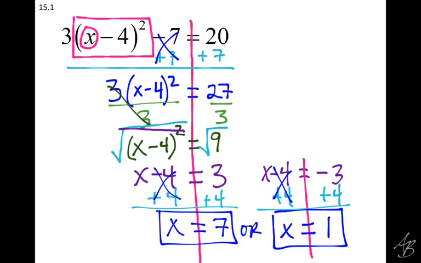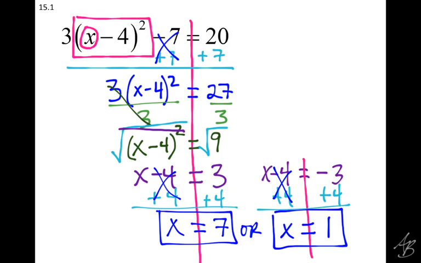Alright, and what that means is, if I take either one of these numbers, 7 or 1, and replace x with those numbers, then this equation up here is going to be true. Specifically, what we get on the left side here is going to be 20, because the right side is 20. So the equation is going to end up being true.